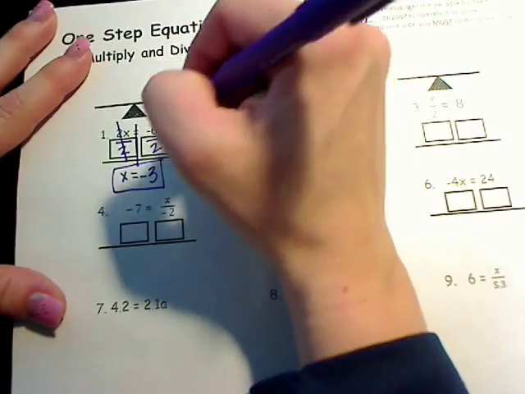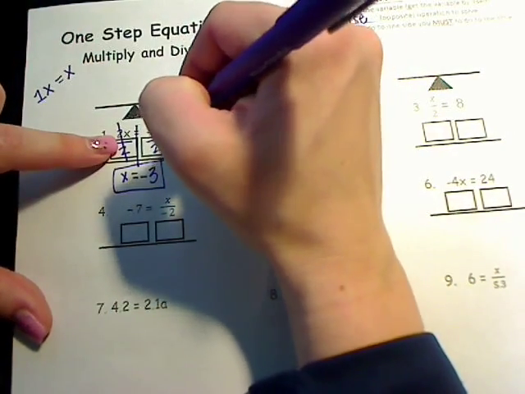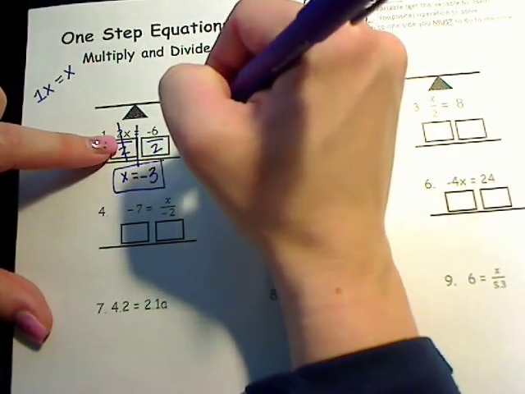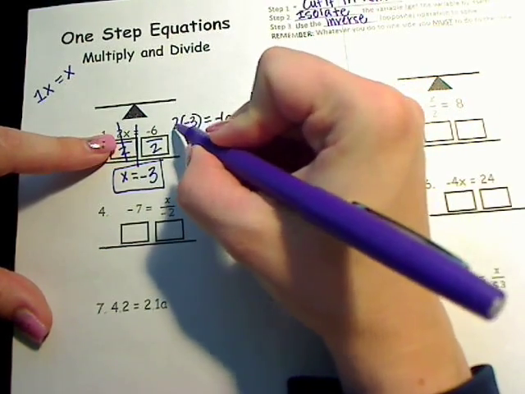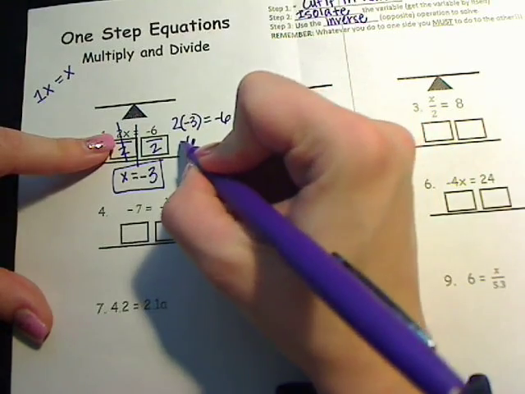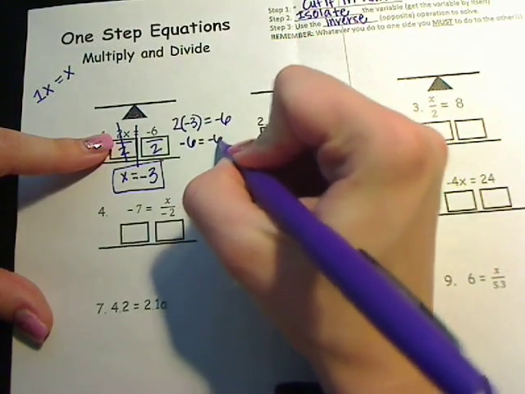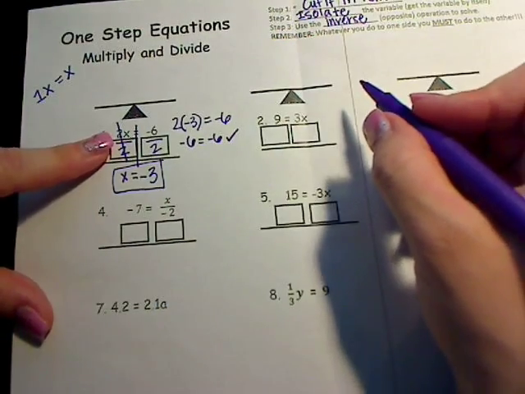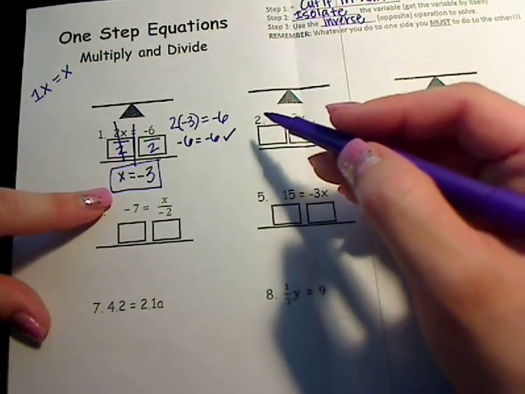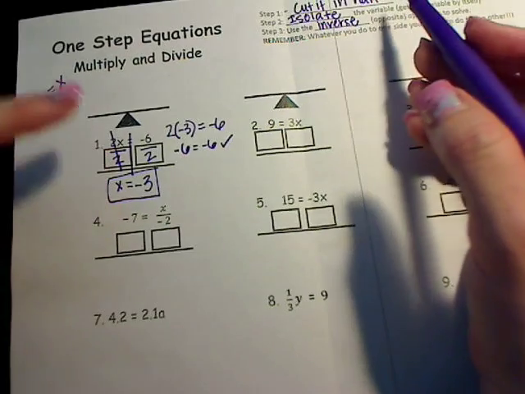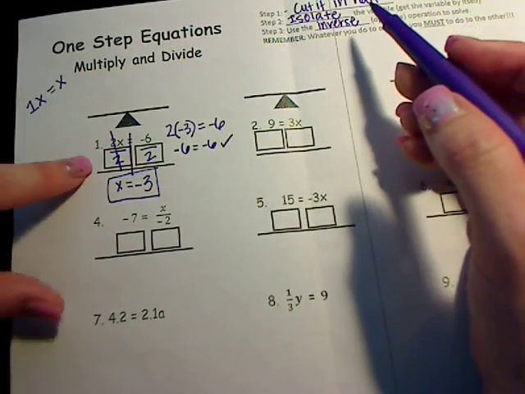Well, let's plug it in just to make sure. 2 times -3 should equal -6. 2 times 3 is 6, and a positive times a negative is a negative. -6 does equal -6, so I did that right. So again, we're following the exact same steps, exact same rules, however you want to think of it, to solve our problem.